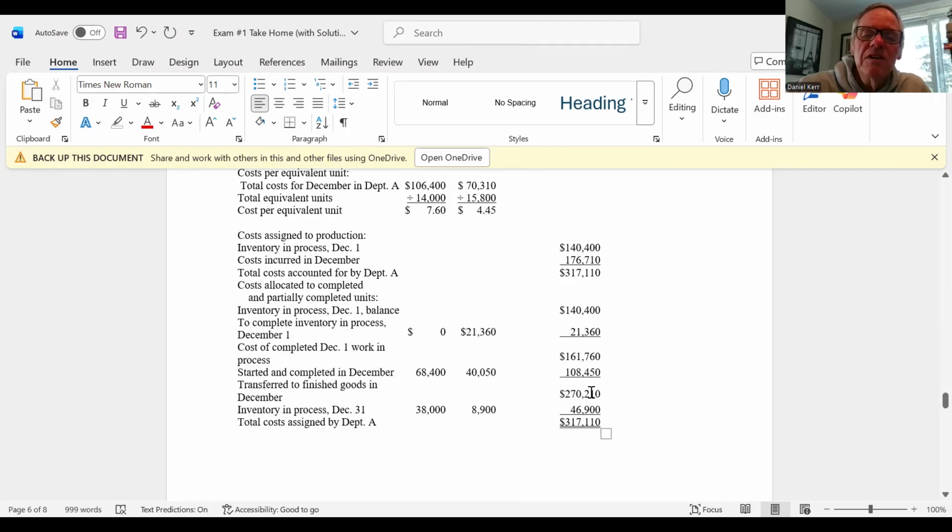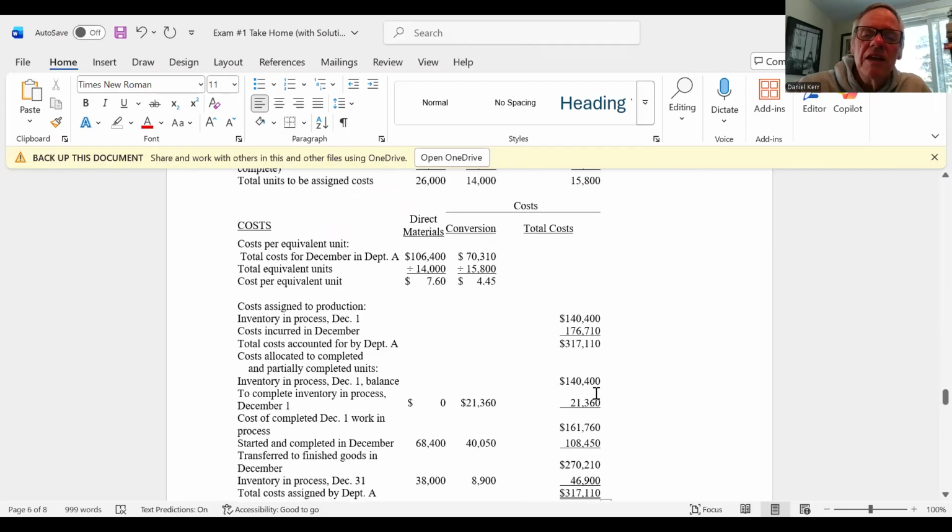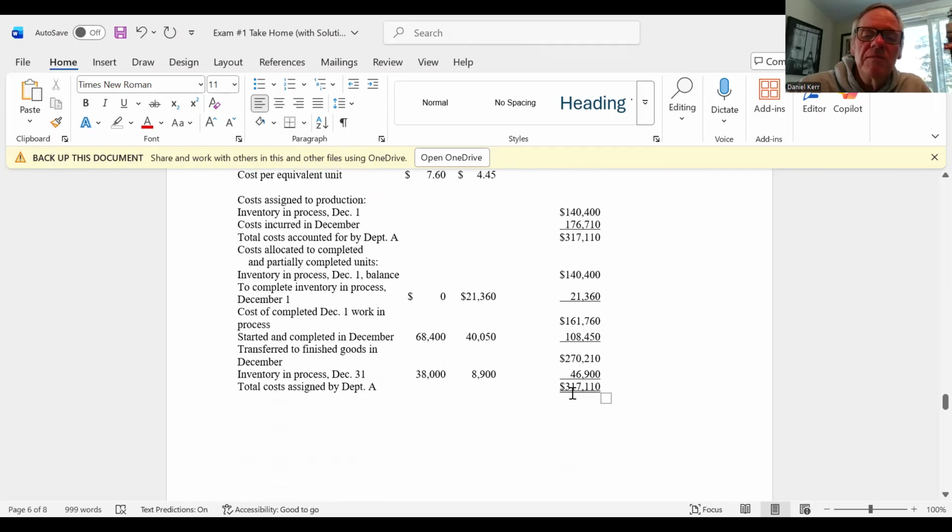Right. So there is your total allocation of the cost of $317,710. So there's your calculations there.